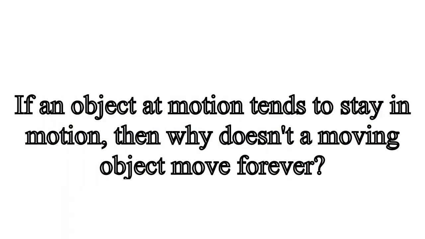If an object in motion tends to stay in motion, then why doesn't a moving object move forever? Well, haven't you ever wondered that? The answer is simple. Every moving object has an unbalanced force that acts upon it. For example, if you throw an object in the air, like this, it's going to come back down. That is gravity.